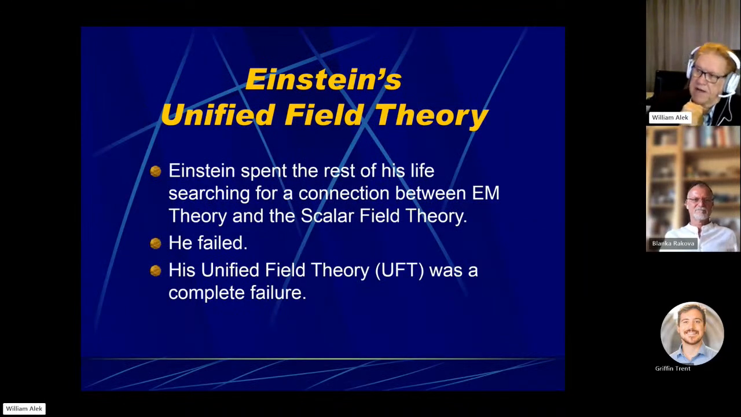Einstein tried to unify the field between electromagnetism and gravity, but he failed at it. He couldn't find the connection between the two, and so he spent the rest of his life trying to make this connection with the scalar field. Of course, he failed at it. He couldn't figure it out, and so his unified field theory was, of course, a complete failure.